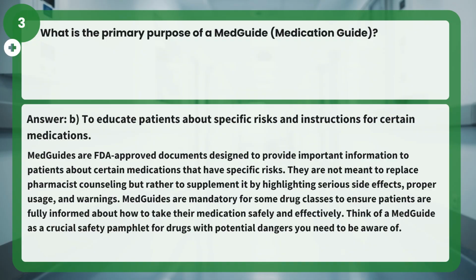Answer: B. To educate patients about specific risks and instructions for certain medications. MedGuides are FDA-approved documents designed to provide important information to patients about certain medications that have specific risks. They are not meant to replace pharmacist counseling but rather to supplement it by highlighting serious side effects, proper usage, and warnings. MedGuides are mandatory for some drug classes to ensure patients are fully informed about how to take their medications safely and effectively. Think of a MedGuide as a crucial safety pamphlet for drugs with potential dangers you need to be aware of.